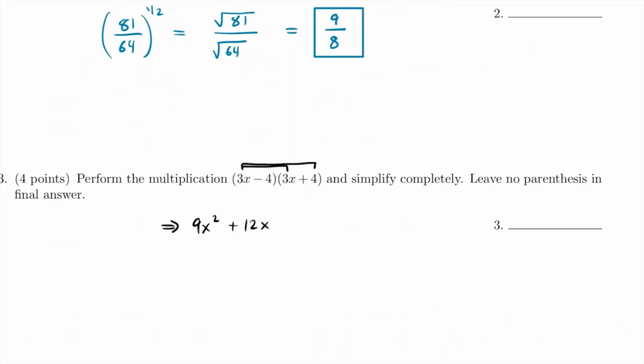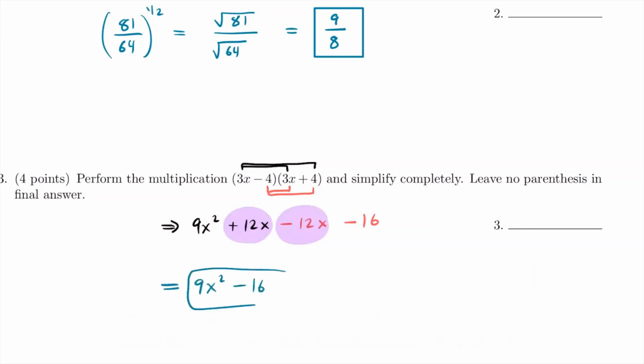And then we do the same thing with these terms. So negative 4 times 3x and then negative 4 times 4. So that would give us negative 12x, and then negative 4 times positive 4, that's negative 16. And now here you realize these are like terms, so they cancel each other. So our final answer will simply be 9x squared minus 16.